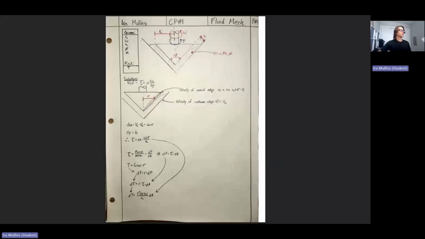The fluid mech homework. We're given this scenario where we have this object rotating against a stationary surface, and there's an oil gap between the two objects. So h represents this gap, 2 theta is the angle of this object, and this is the angular velocity. R0 is the total radius of this object.